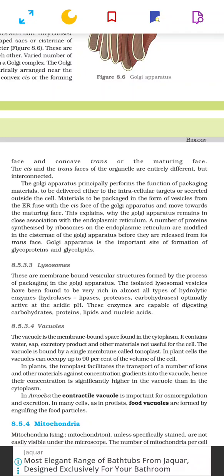In amoeba, the contractile vacuole is important for osmoregulation and excretion. In many cells, as in protists, food vacuoles are formed by engulfing food particles.